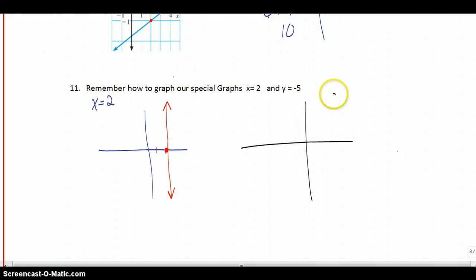Now y is equal to negative 5. I'm going to go negative 5, 1, 2, 3, 4, 5. Draw my little circle. Now I'm going to draw a line that only goes through y at negative 5 and doesn't go through anything else.